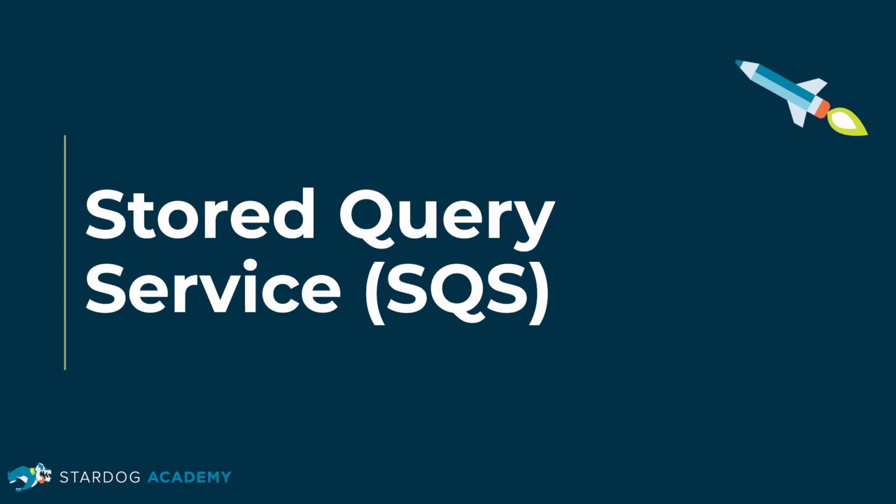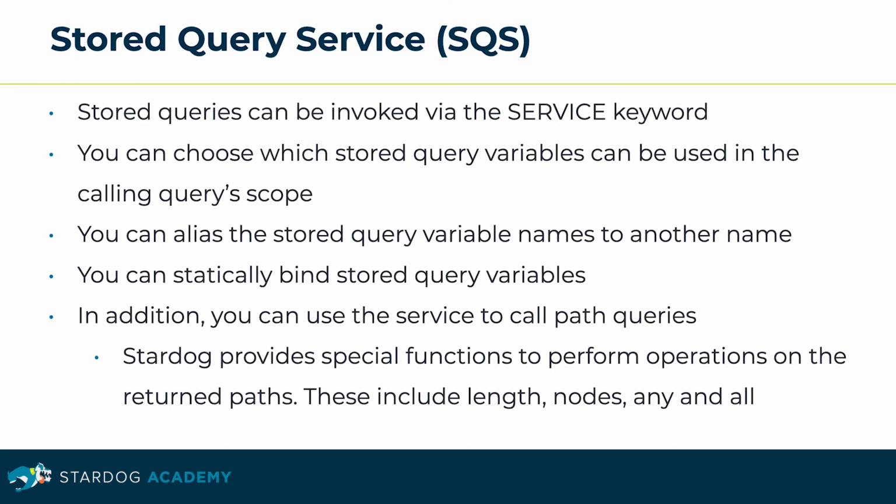This section is about the Stored Query Service, or SQS. Stardog supports a way to invoke stored queries, including path queries, in the context of another SPARQL query. Stored queries can be invoked via the SPARQL service keyword. You can choose which stored query variables can be used in the calling query scope. You can alias the stored query variable names to another name.